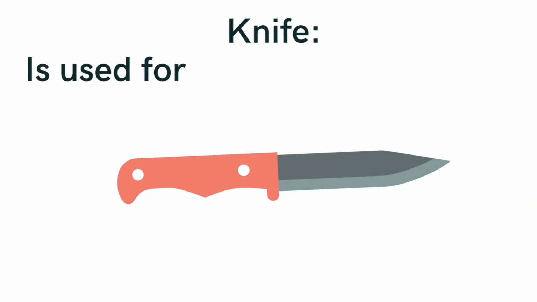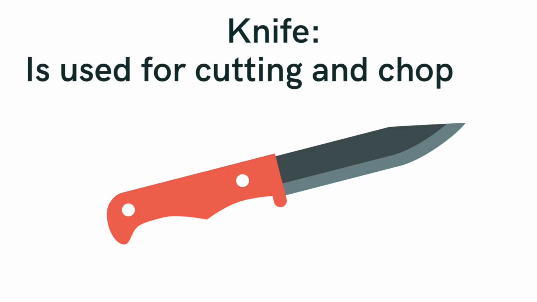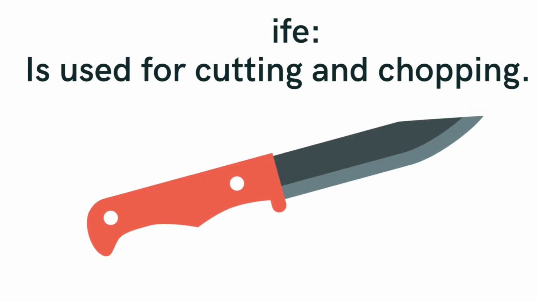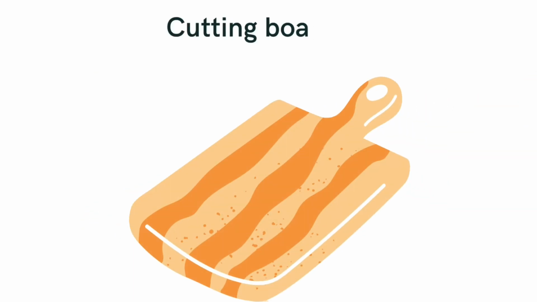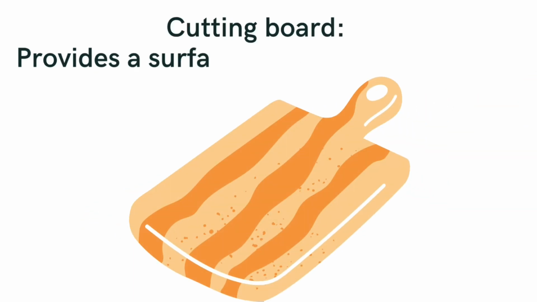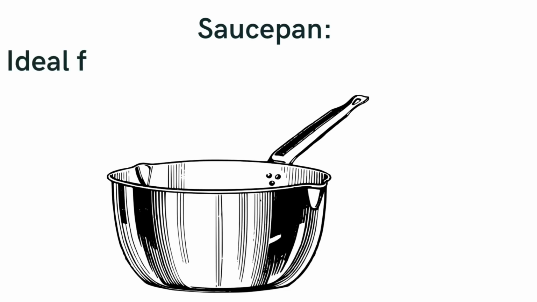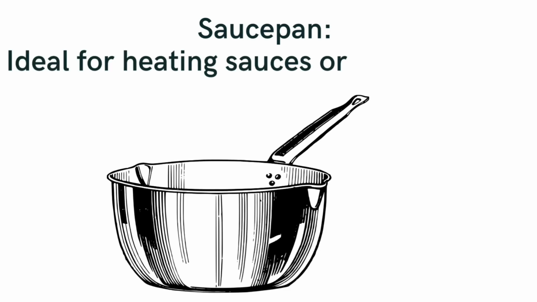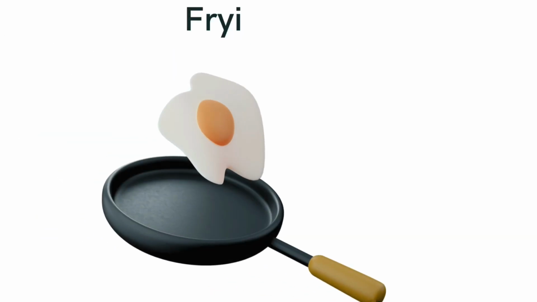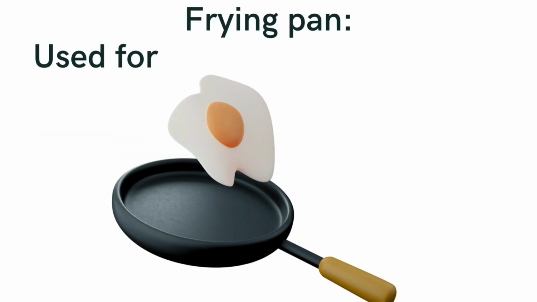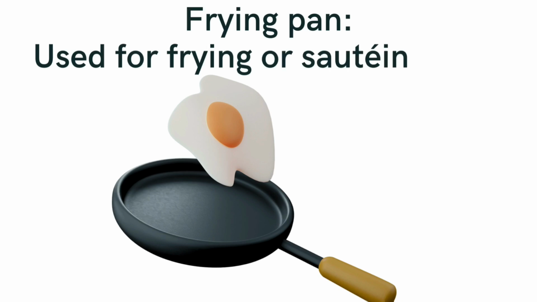Knife is used for cutting and chopping. Cutting board provides a surface for food preparation. Saucepan, ideal for heating sauces or boiling water. Frying pan is used for frying or sautéing food.